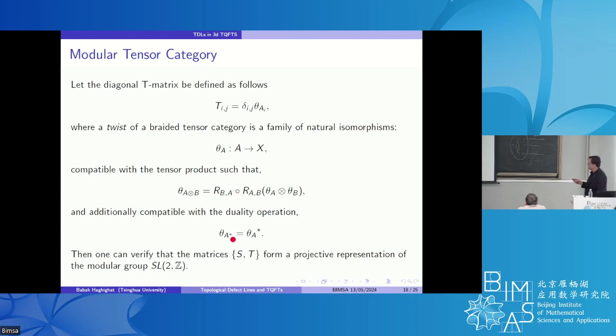And also some duality constraints. So the twist of the dual object is the dual of this twist and so on. And then this T matrix with this particular twist, satisfying all these properties together with the S matrix before, basically forms a projective representation of the modular group SL2Z acting on these boundary wave functions for the torus. And that's important: this whole structure, together with these R matrices, everything which we had before, gives you the structure of what is mathematically called a modular tensor category.